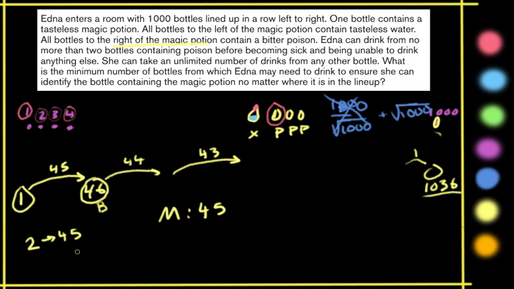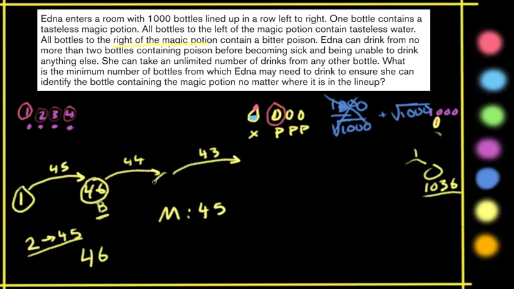Once we taste the 44th one, if it's tasteless, we still don't know if that's the magic potion or if 45 is the magic potion. So I think we need to taste 46 potions in that case. So we're doing 46 bottles that we've had to taste, because we tasted number 1, then we tasted 46, and then we tasted all the ones from 2 through 45. That's in the case where this one's bitter.